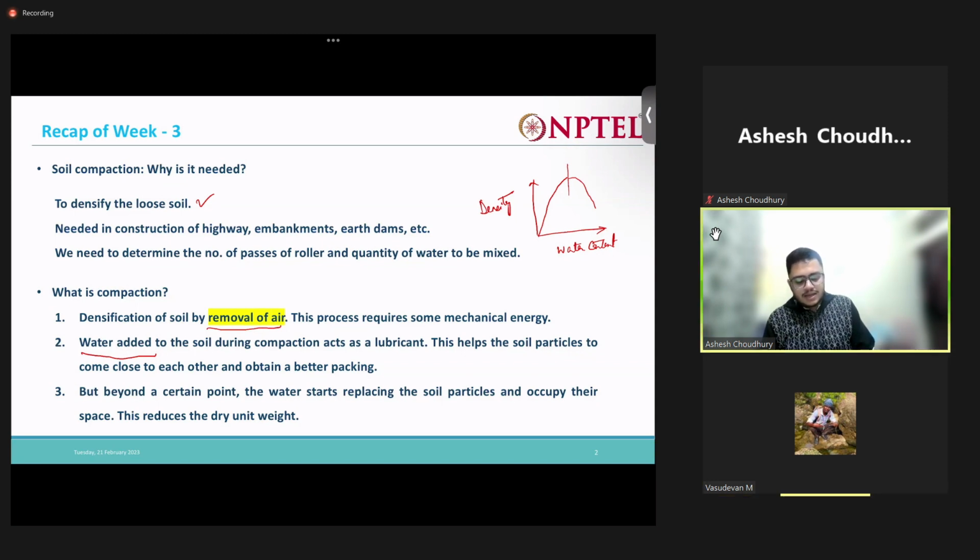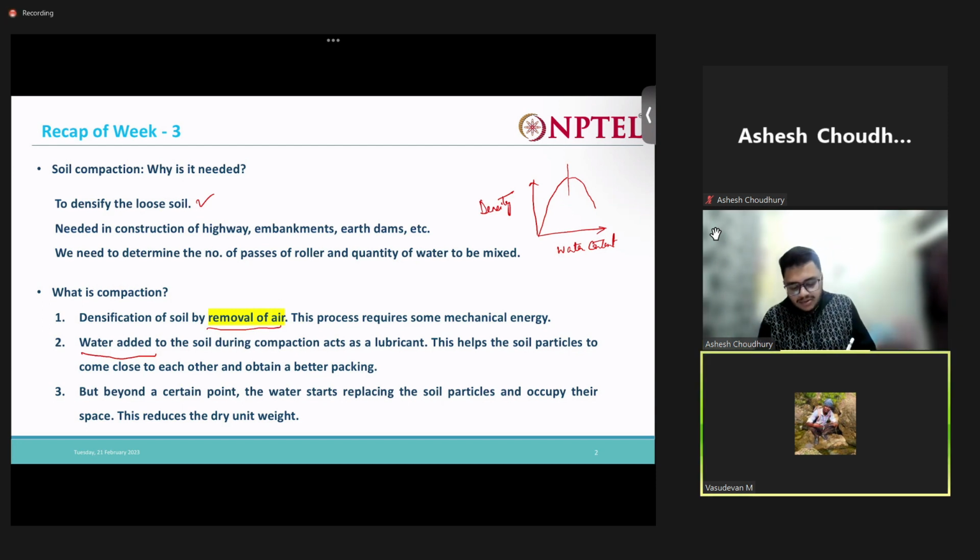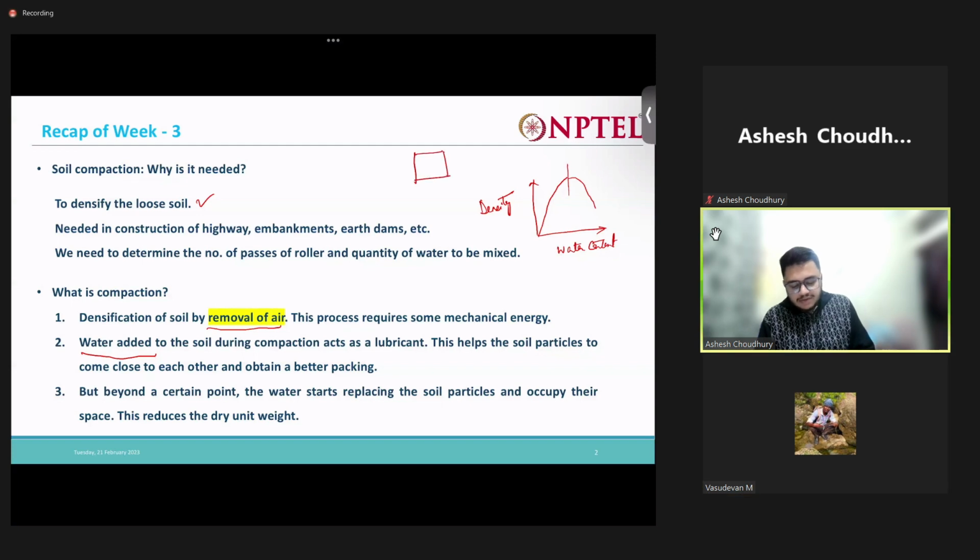the water particles start continuously replacing the soil particles. Say you have a certain volume, a fixed volume. In this volume you have some soil particles like this.